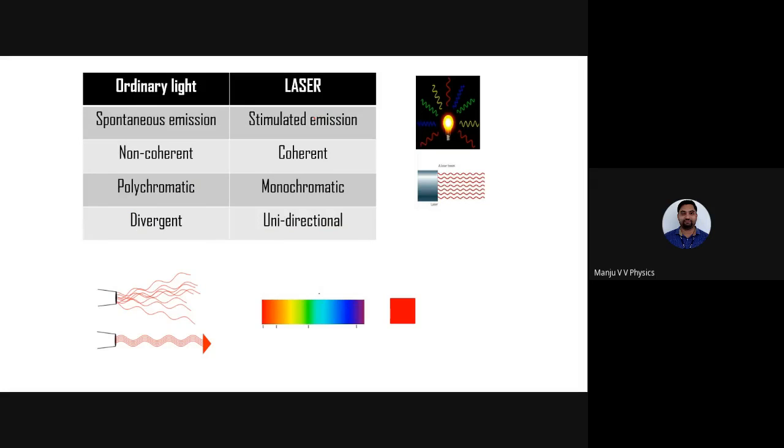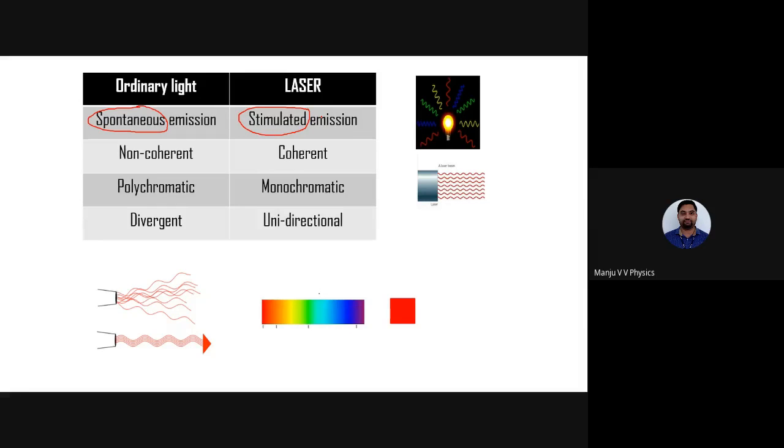Also, before we go to stimulated emission, here is some general information: the difference between ordinary light and laser beam. What is the difference between these two? In ordinary light, emission is spontaneous, whereas in laser it is stimulated. In both ordinary light as well as laser light, there is an emission. But in ordinary light, light emits spontaneously. The meaning of spontaneous is by itself. Whereas in the case of laser, it emits the light with some stimulation.